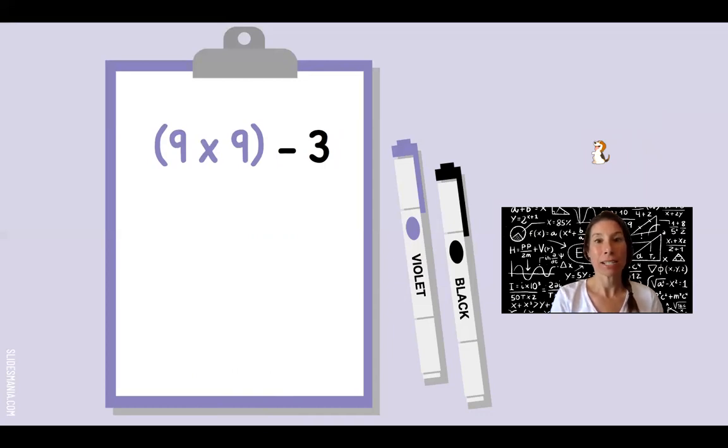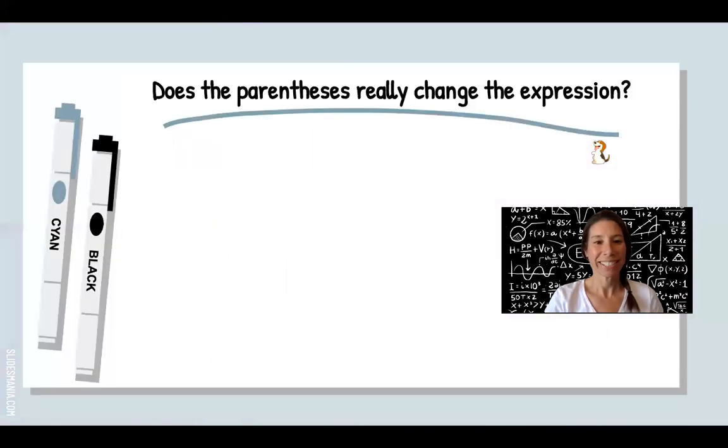Okay, let's try this one. 9 times 9 minus 3. Remember, always do the parentheses first. Good. 9 times 9 is 81. Minus 3 is 78. Good job. I bet you're getting it really quickly now, aren't you?